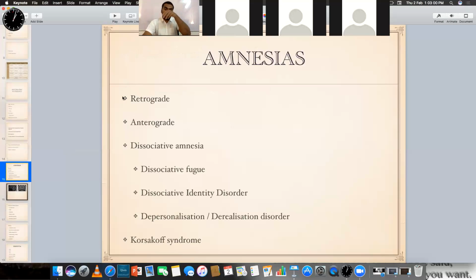We'll talk about amnesia. So what is amnesia? Amnesia is basically loss of memory. Okay, now what is dementia? If amnesia is loss of memory, what is dementia? Dementia is also loss of memory, actually, but there's a slight difference. How is amnesia differing from dementia?